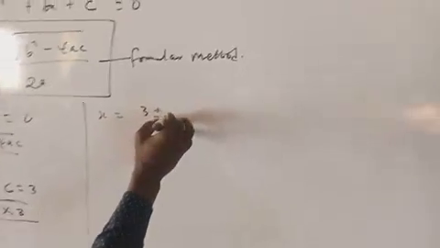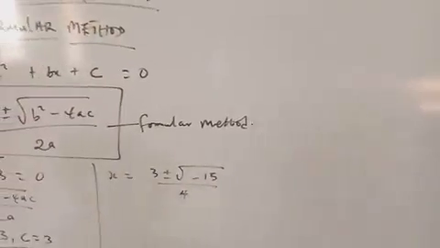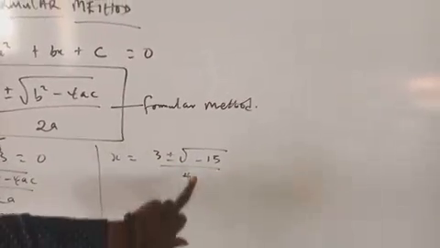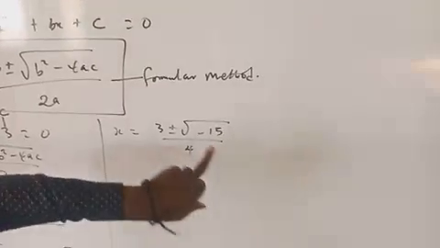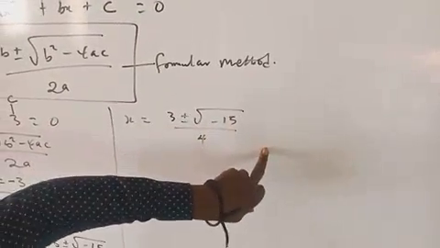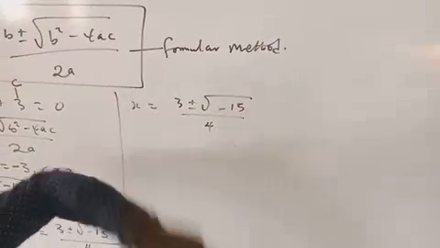So this simply means my x now is equal to 3 plus or minus the square root of minus 15 over 4. But let's take knowledge from somewhere. This is the square root of minus 15. I can't find the square root of minus 15, because there's no value that I multiply that will give me minus 15. Even if it's in decimal, there's no such value.